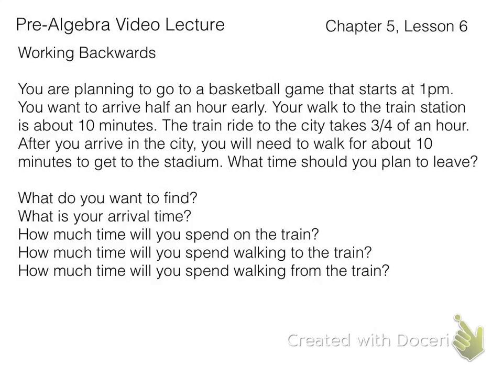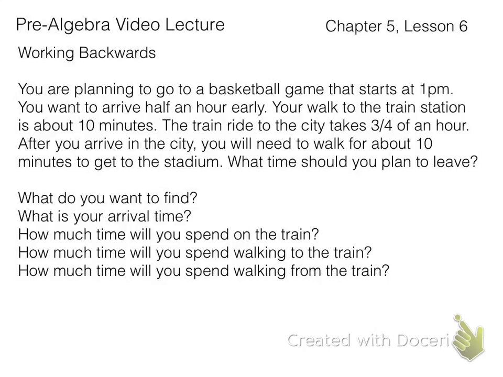You are planning to go to a basketball game that starts at 1 p.m. You want to arrive half an hour early. You walk to the train station from your house, which is about 10 minutes. Then you take a train ride to the city, which takes 3/4 of an hour. And after that, once you arrive in the city, you have to walk about 10 minutes to get to the stadium where the game is being held. What time should you plan to leave your house?